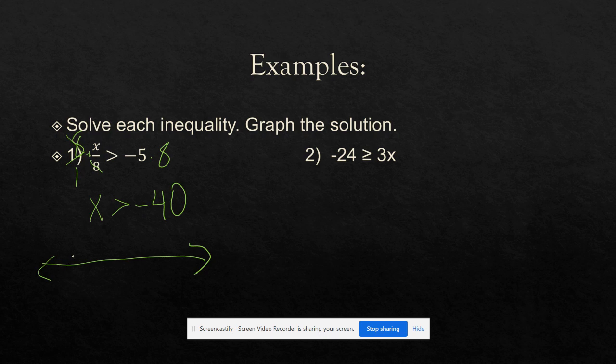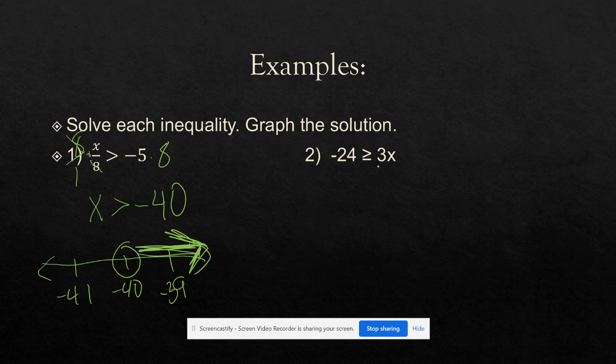To graph this on our number line, we have an open circle at negative 40 because our inequality is not equal to, then greater than is shading to the right towards positive infinity.